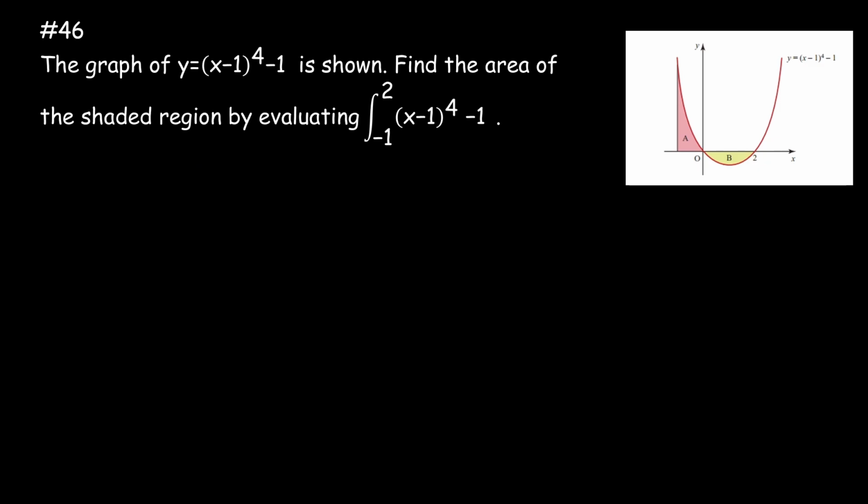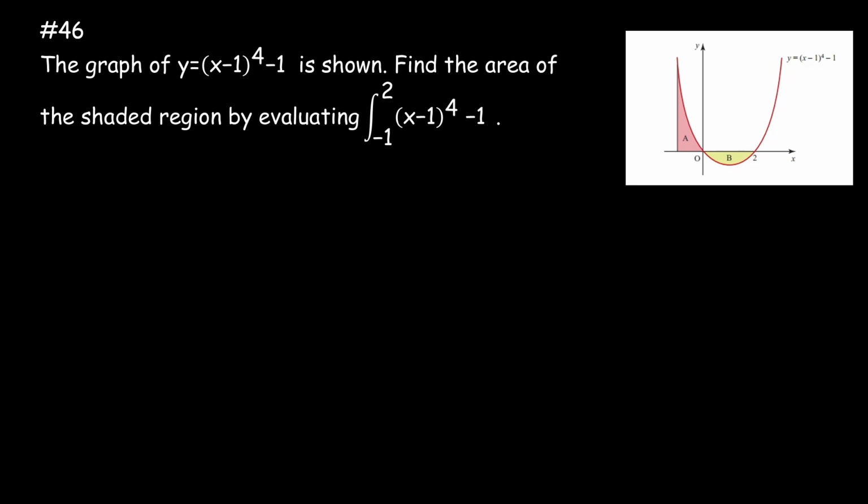Question 46. The graph of y equal to x minus 1 to the power 4 minus 1 is shown. Find the area of the shaded region by evaluating the integral from -1 to 2 of x minus 1 to the power 4 minus 1. So, first of all, we notice here that this graph is in two sections. We have section A and section B, but we have to be careful because B is in the negative region.